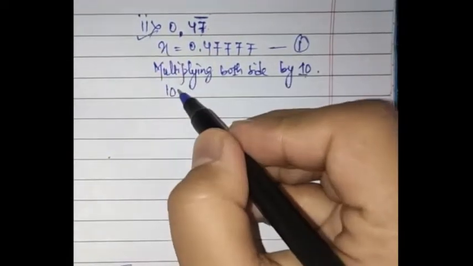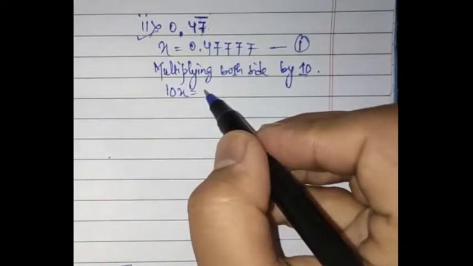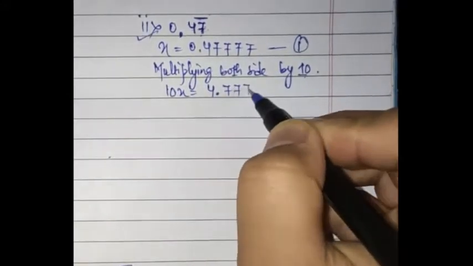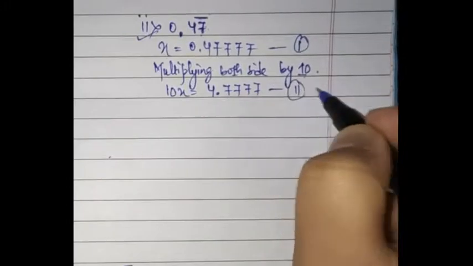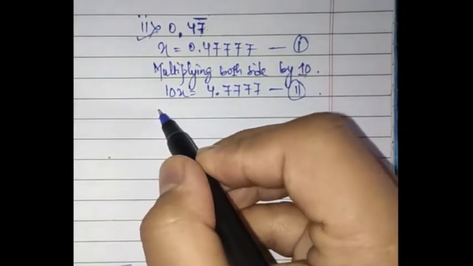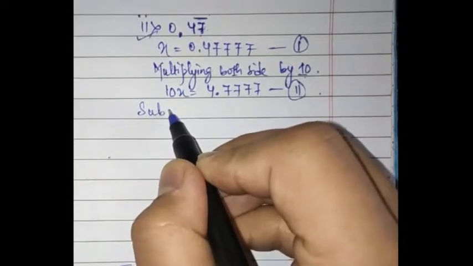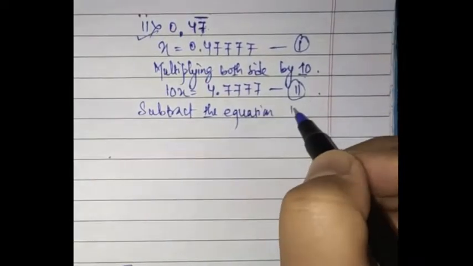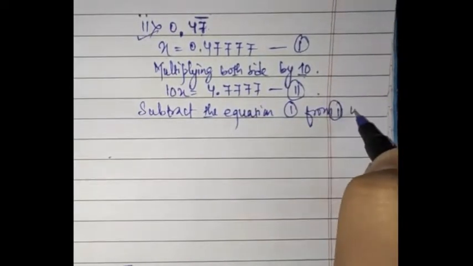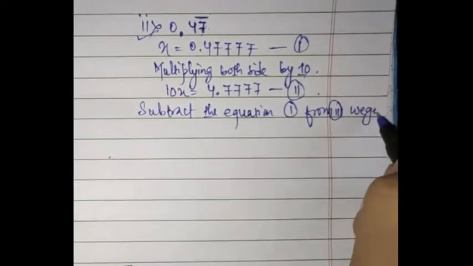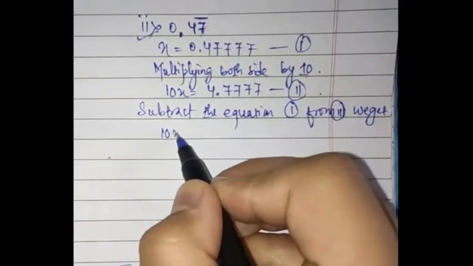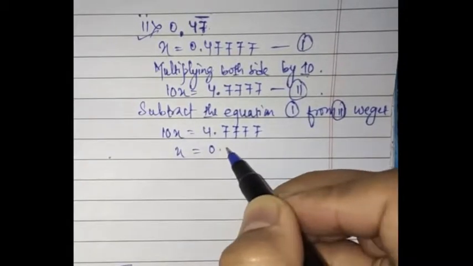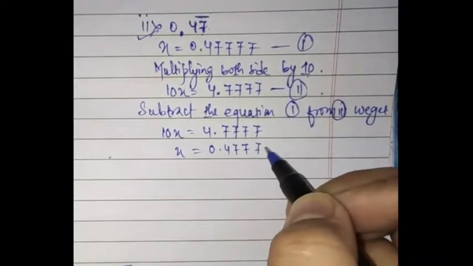10 into x is 10x, and 10 into 0.4777 is 4.7777. Okay, so this will be equation 2. Similarly, we are going to subtract equation 1 from 2. We'll get 10x is equal to 4.7777 and x is equal to 0.4777.